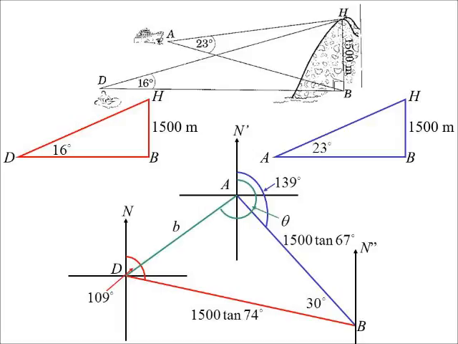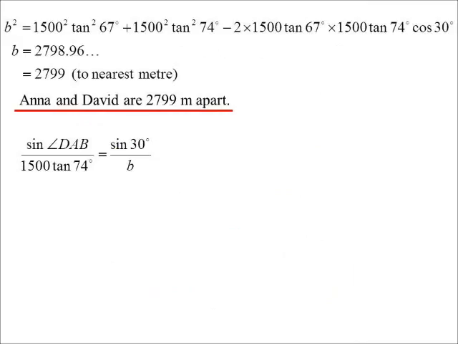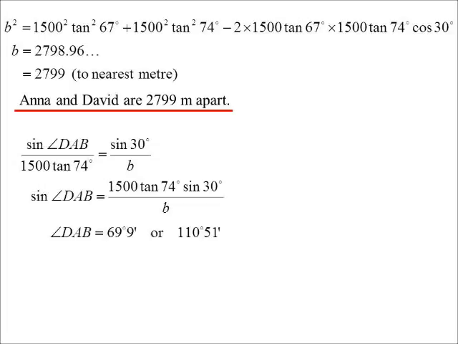So for BAD, I've now got three sides and an angle, so it should be relatively simple to find. I use the sine rule for that one. Sine DAB over what we found to be 1500 tan 74 will be sine 30 over what we've just worked out to be little b. Playing around with all that.